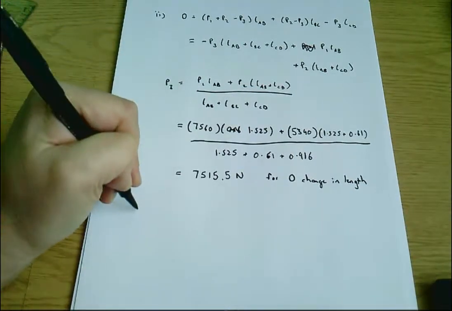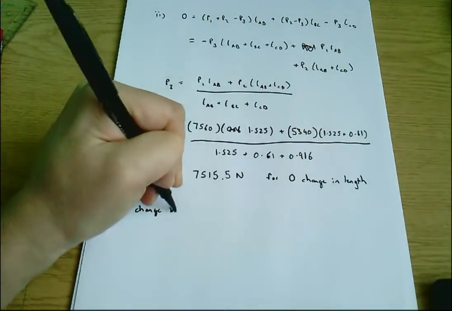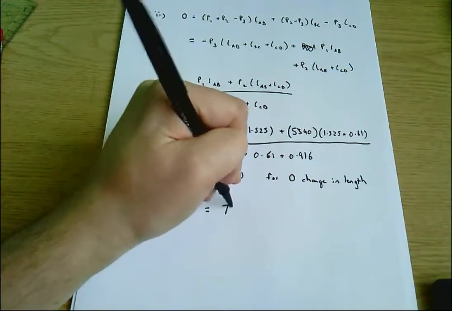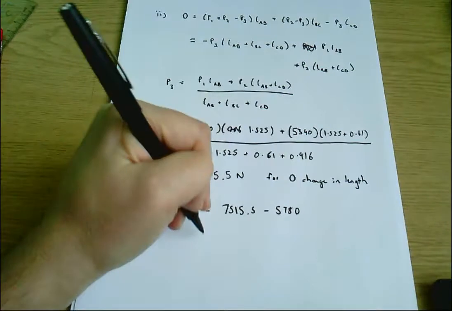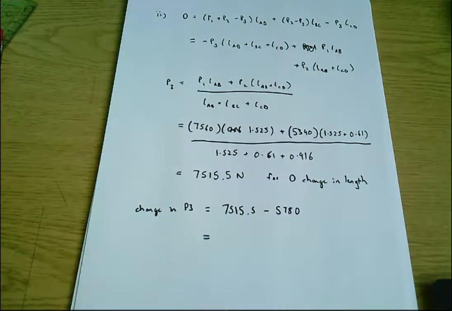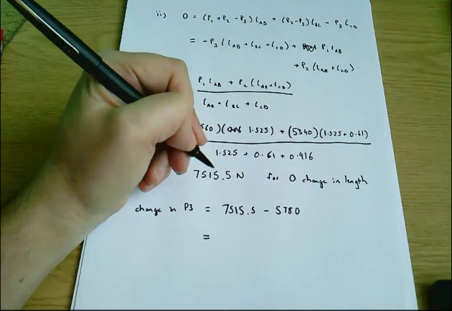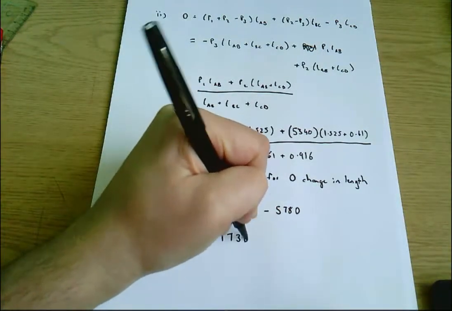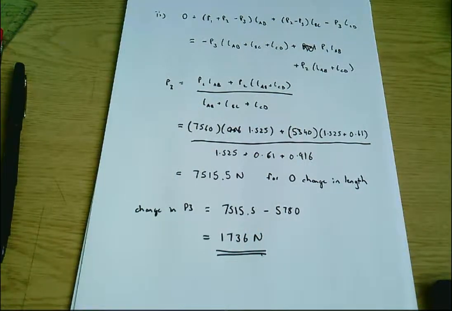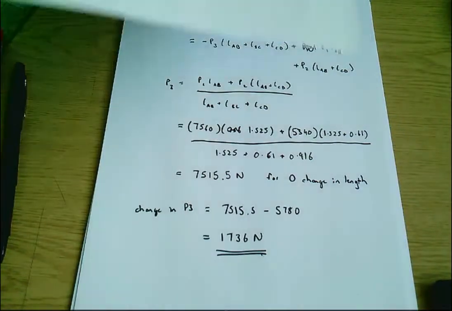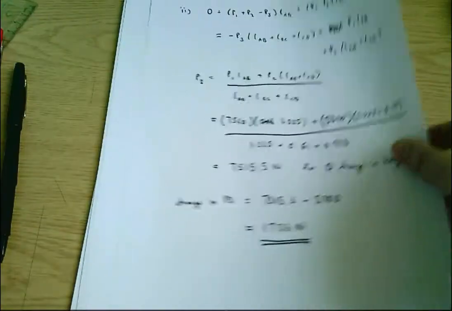And that means the change in P3, the increase in P3, is 7515.5 minus whatever it was before, which is 5780. And that comes out to be 1736, I'm rounding a bit, 1736 newtons. That's, I think, the change in P3 so that the bar doesn't change in length when the three loads are applied? That's a long old question for 10 marks. Half a question, three sheets of paper, but I think that's approximately how it goes.